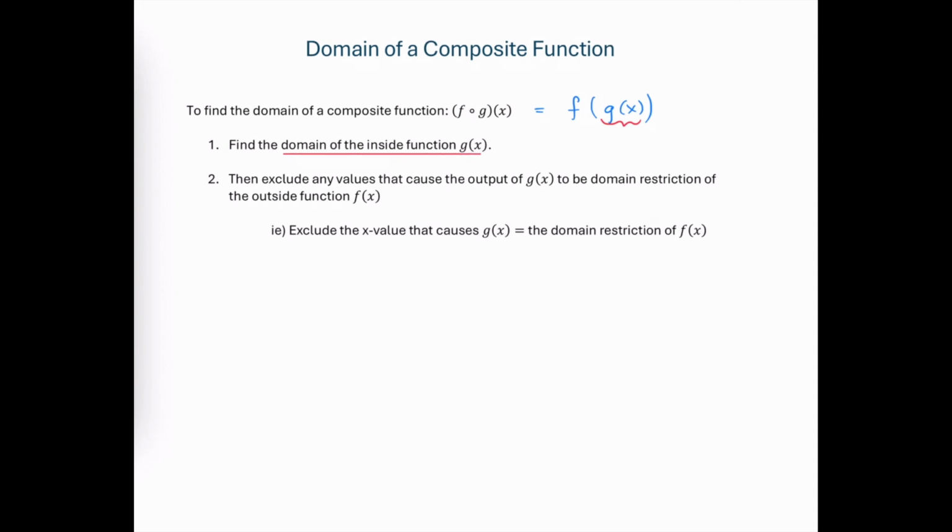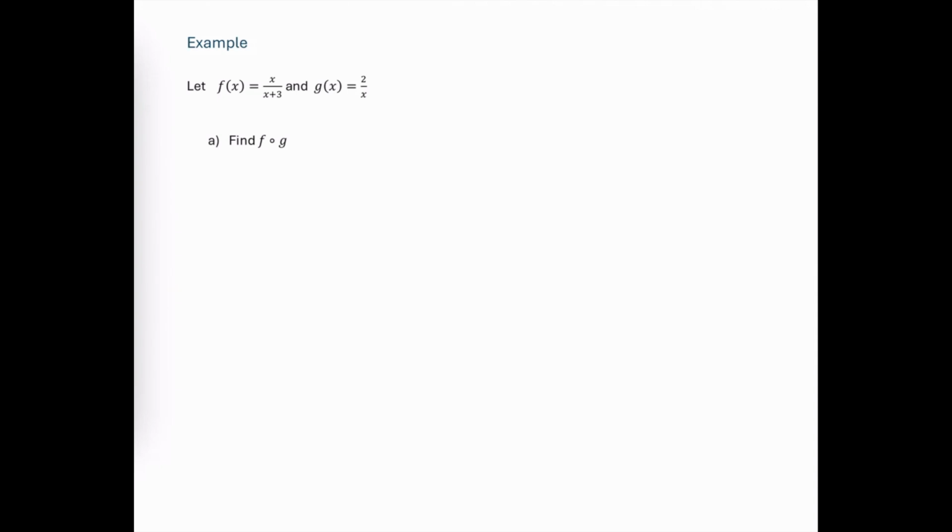We must get a real output from g to serve as an input for f. From that domain, we would then exclude any additional values that would cause the output of g to be the domain restriction of the outside function f. In other words, we're going to figure out which x value causes the output of g to be the restriction of f, and then we would exclude that quantity. So let's look at an example.